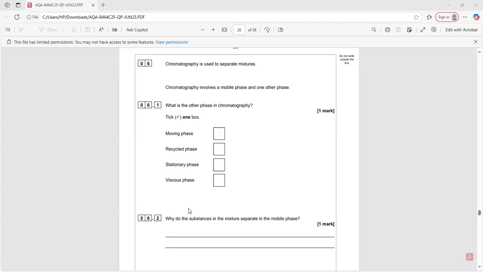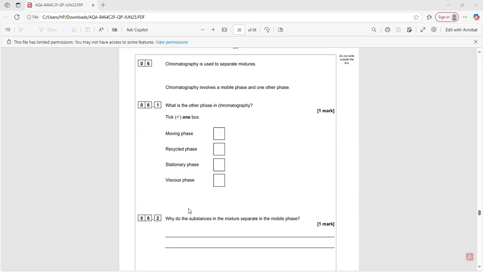Stationary. Okay, so you're choosing stationary because it's the opposite of mobile, right? Yeah. I think that would make sense by far. Yes, I'll go with stationary too.